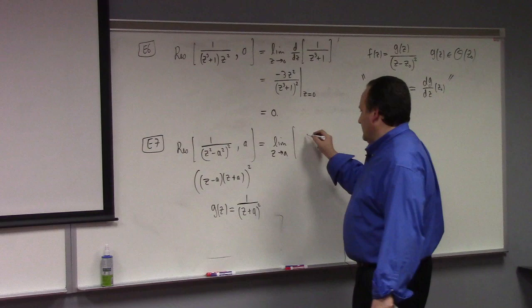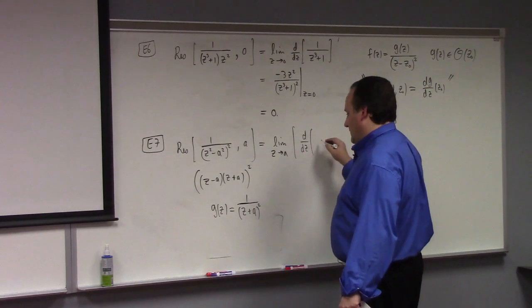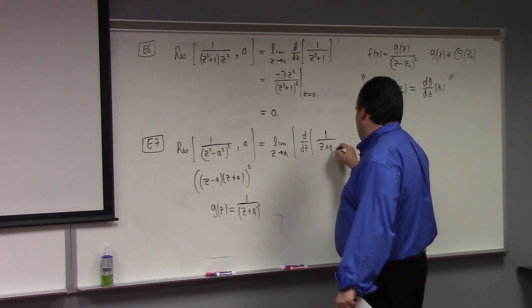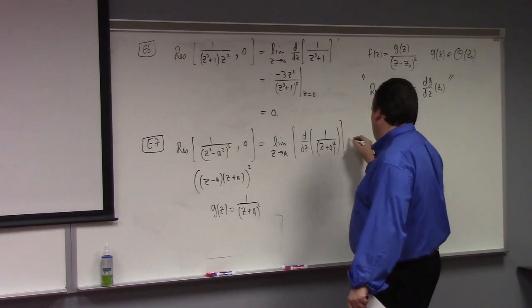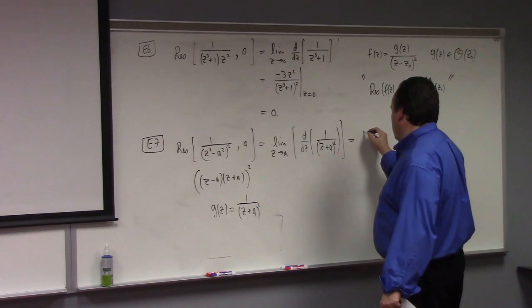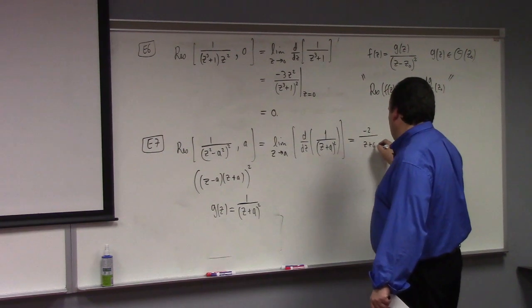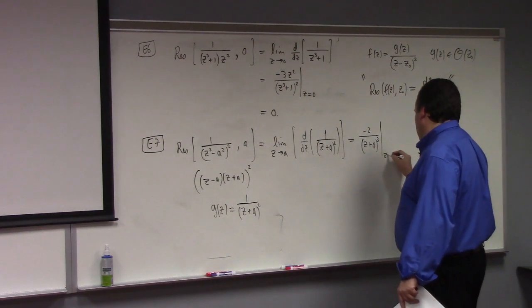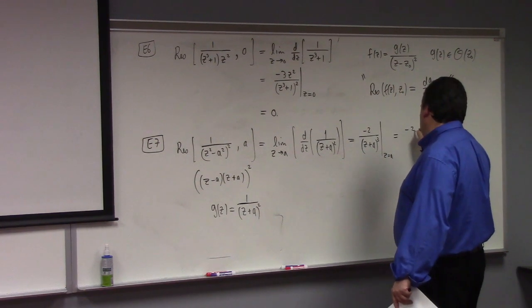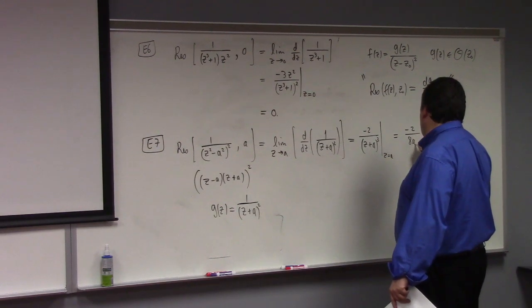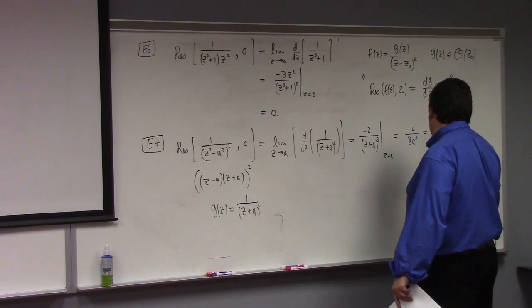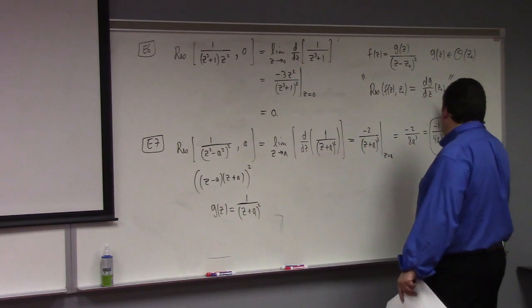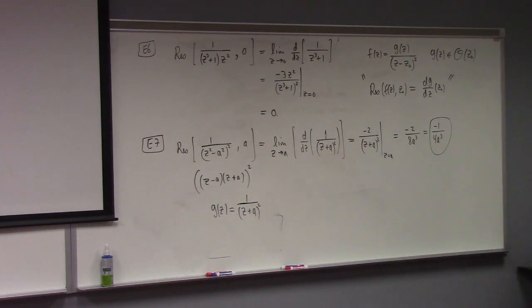So I'm really looking at d dz of 1 over z plus a quantity squared, which is going to give me minus 2 over z plus a quantity cubed. Evaluate that thing at z equals a. And what we got? Minus 2 over 8a cubed, minus 1 over 4a cubed, I suppose. There's the residue. Wait a minute, I just didn't simplify it in the notes. I'm a dummy. Any questions?